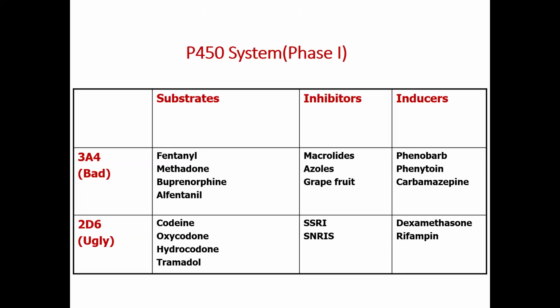The ugly is the 2D6. In this situation, the drug is metabolized to an active metabolite. So let us say you give an SSRI to a patient getting oxycodone, for example. This will inhibit it from forming the active metabolite, so it will reduce the efficacy of the drug. Okay, so it's opposite to the 3A4 system.